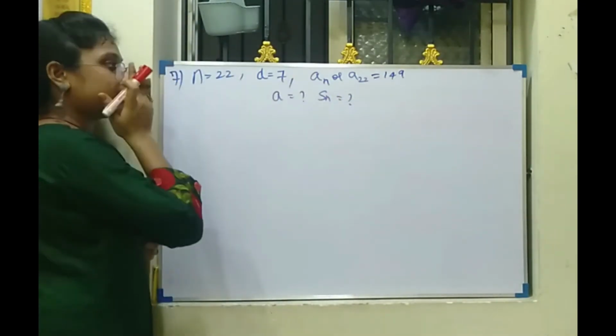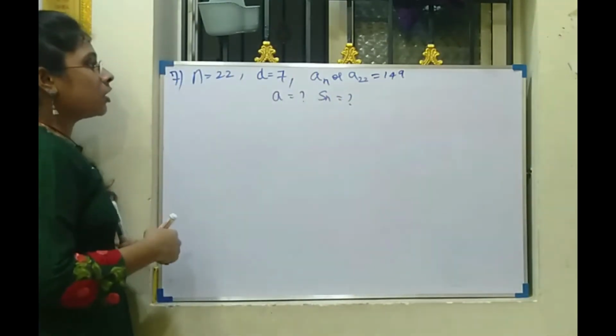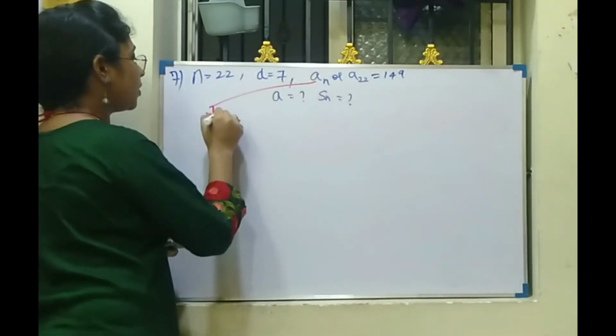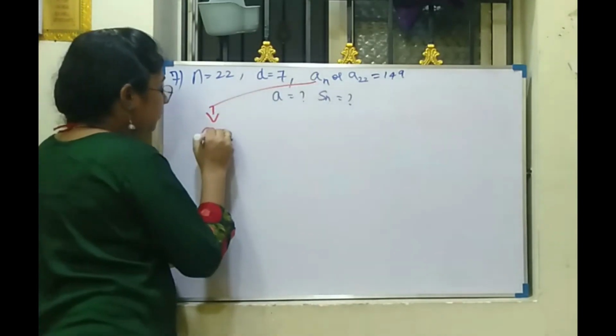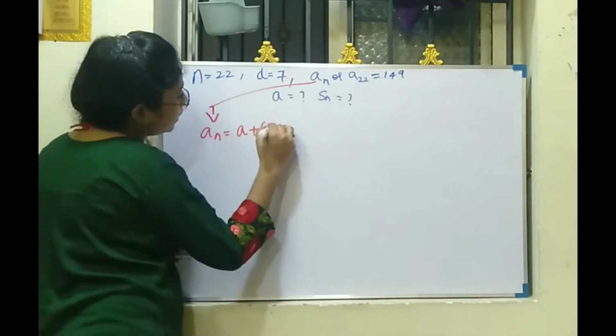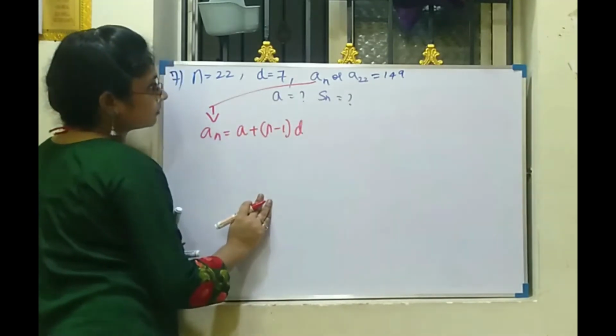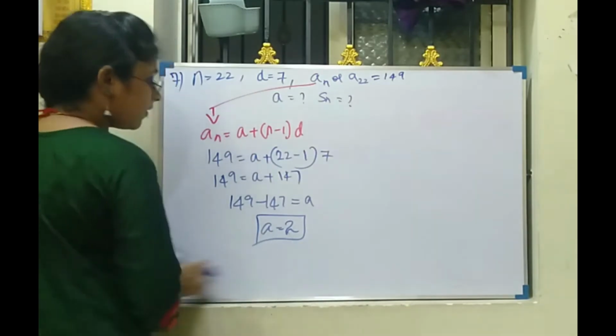From this given data, first we need to find the value of a. So what is the formula for an? By using this formula, we need to find the value of a. an is equal to a plus (n minus 1) into d. So now we know the value of a.